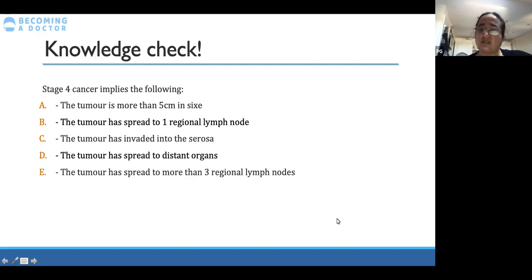So just ending this poll now. Yep, so we've got the majority getting that correct. So yes, stage 4 cancer implies that it has spread to distant organs, so as in it has metastasized, not just to regional nodes. So that's the N bit.